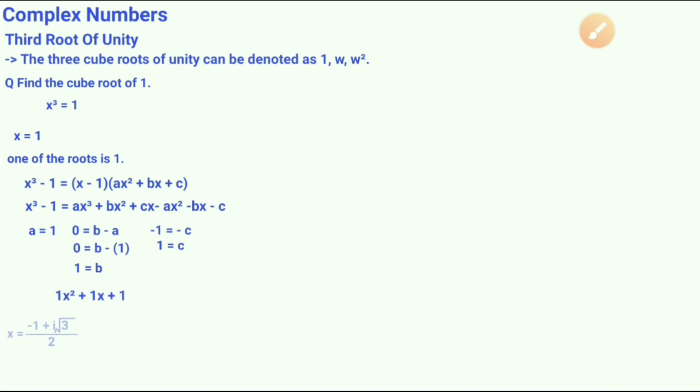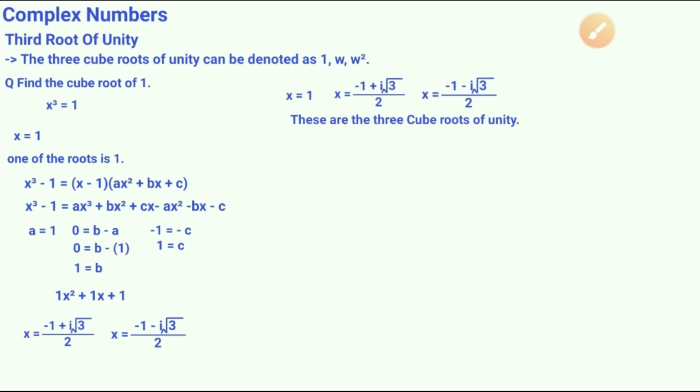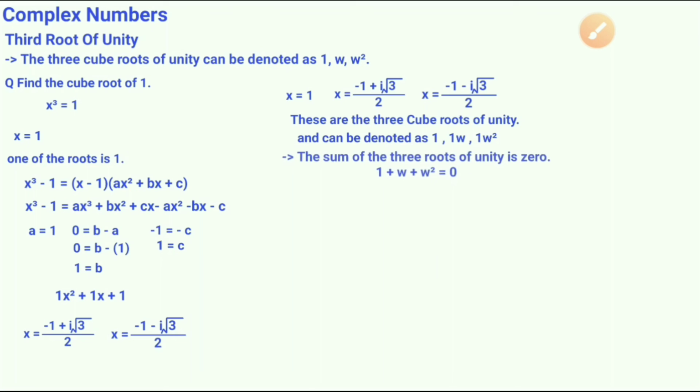So doing the comparison method, we can use the quadratic formula, and then we have found the other two roots, which are in iota form. These are the three cube roots of unity and can be denoted as 1, w, w square. The sum of the three roots of unity is 0.